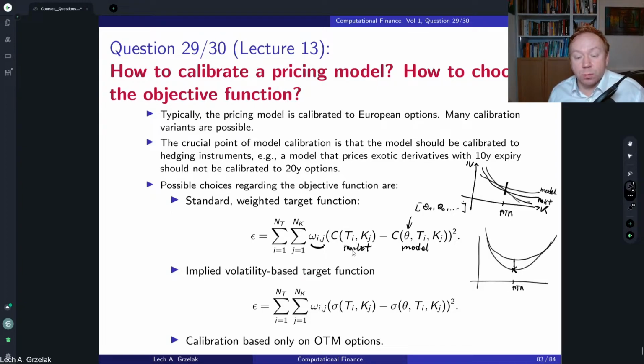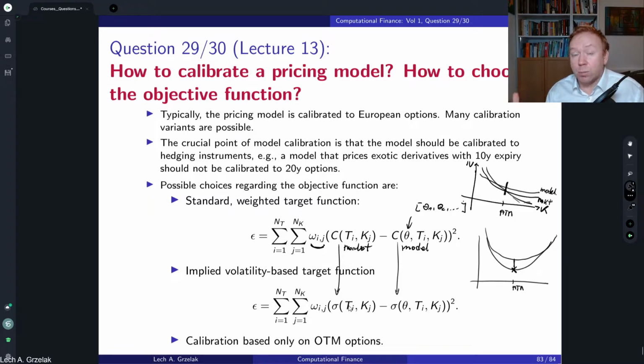So we take this option price, we use the Black-Scholes inverse formula, let's say a technique to find implied volatility, and the same we will do here. So instead of looking at option prices, we can just calibrate the model based on implied volatility formulas. This has advantages and disadvantages. The advantage is that small differences in option prices may lead to huge differences in implied volatilities.